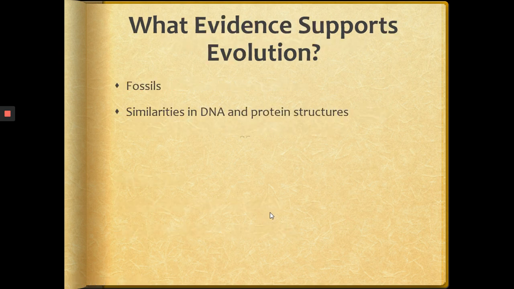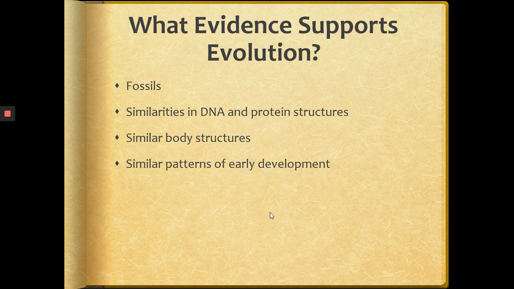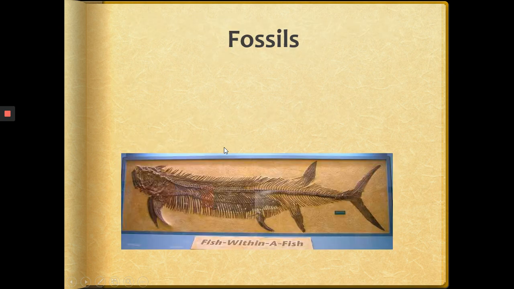So what we're going to look at today are the 4 pieces of evidence that support this theory of evolution. Okay, and those are fossils, similarities in DNA, similar body structures, and then early patterns of development. And we're going to go through each one of these now.